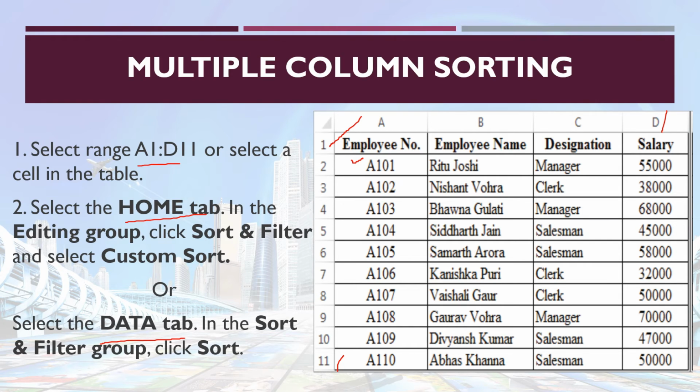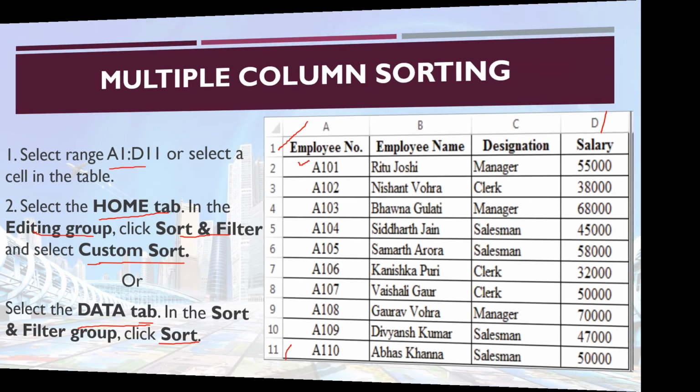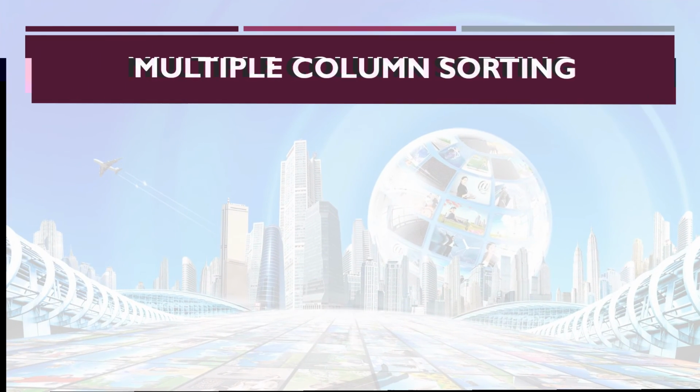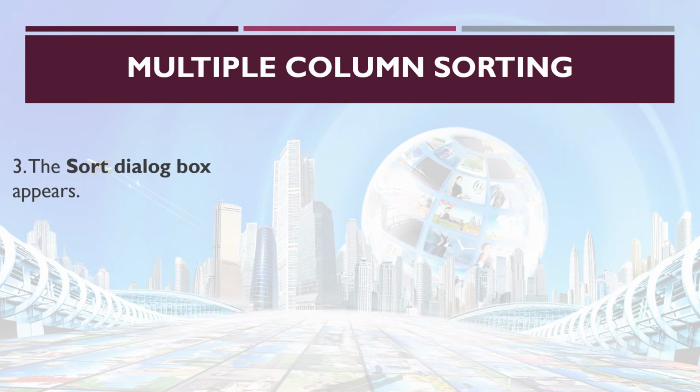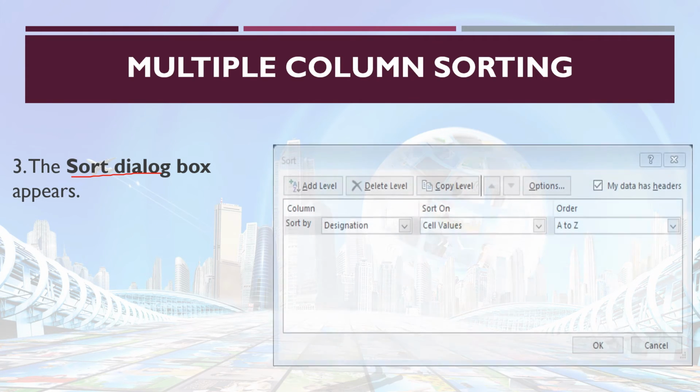In the home tab, under the editing group, you have to click sort and filter and click custom sort. See, for one column sorting we can arrange like smallest to highest or highest to smallest. It's available directly. So if you want to go for multiple column sorting, you can click custom sort. And in the data tab, sort and filter group, click sort. The sort dialog box appears. So when you click sort, you can see a dialog box like this.